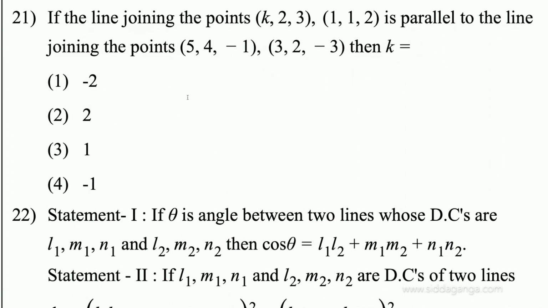So here we have two lines. Let us take the first line AB, with A as K, 2, 3 and B as 1, 1, 2. Let us take C, a third point, as 5, 4, -1 and D as 3, 2, -3.